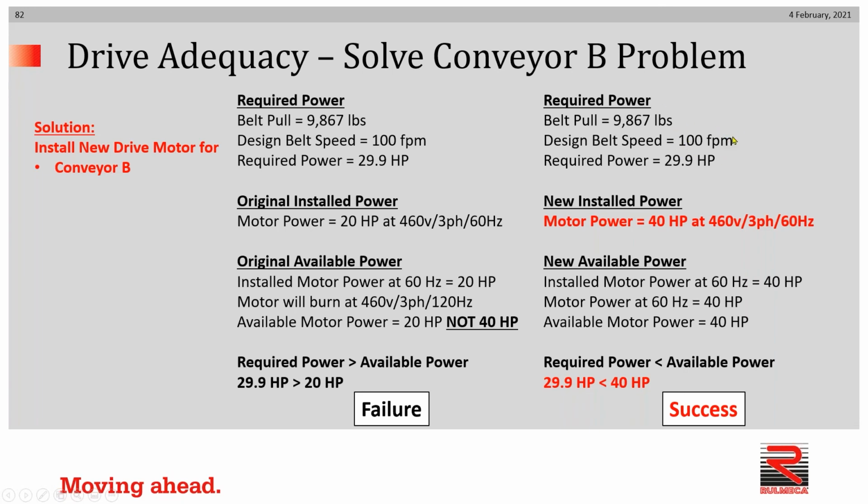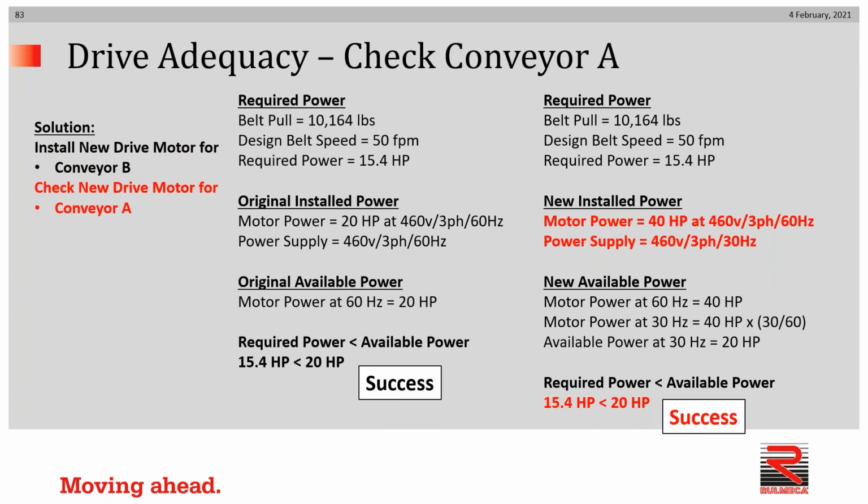Now we need to go back and check to see that this drive is adequate in the conveyor A case. This is the case in which we want to run the conveyor at 50 feet per minute. The motor power is now 40 horsepower, designed to run at 460 volt, three-phase, 60 hertz, but we're going to use the variable frequency drive to slow down the frequency from 60 to 30 hertz.